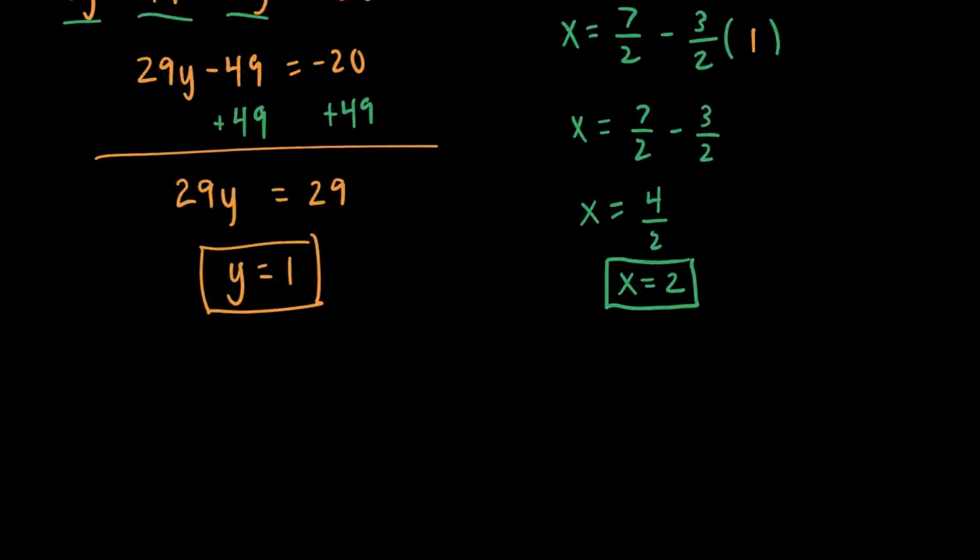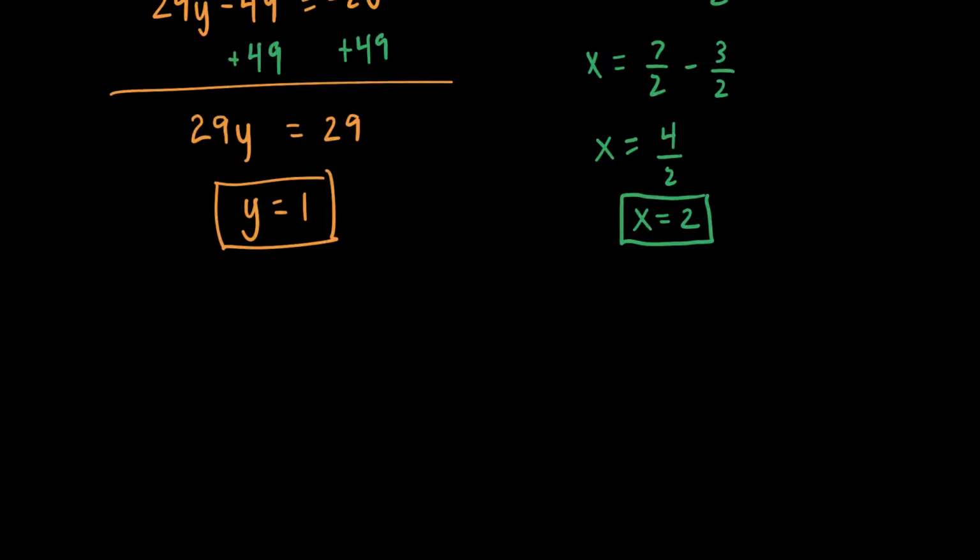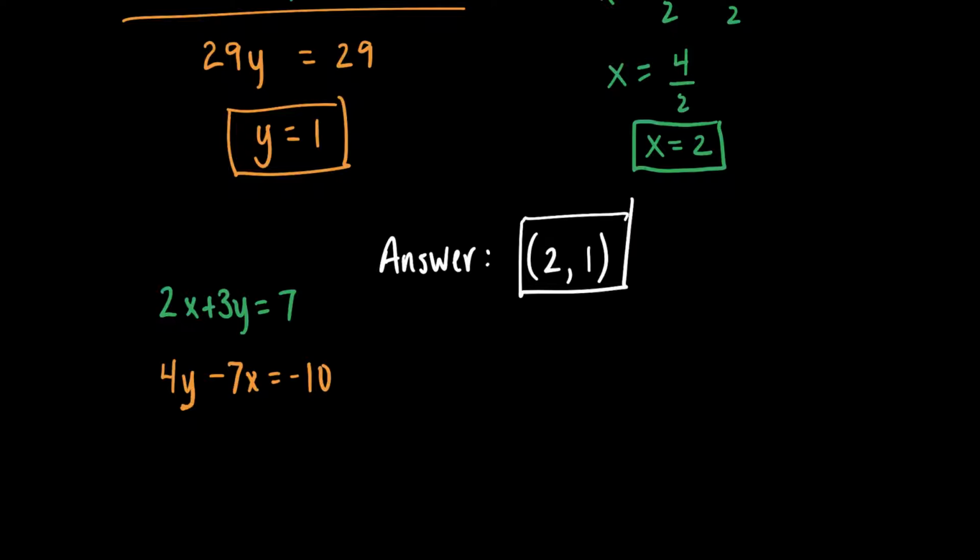Okay, so our solution then, our answer, would be the ordered pair. Always put the x first: (2, 1). And if you double check these and make sure they work, let me copy that equation. I'll bring it right down. Okay, so I grabbed that equation.